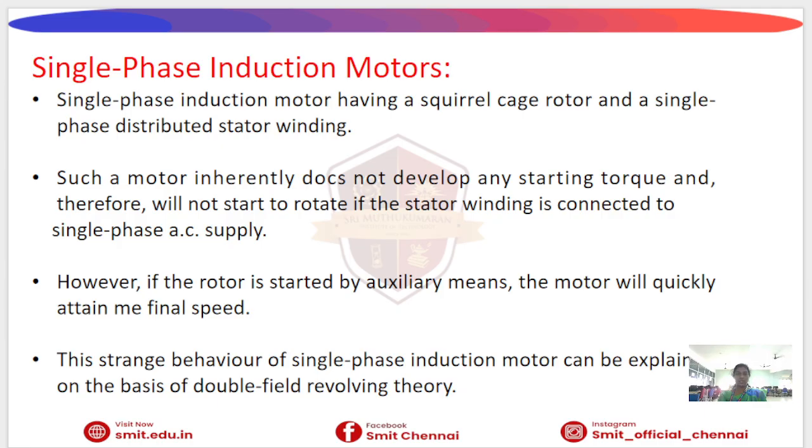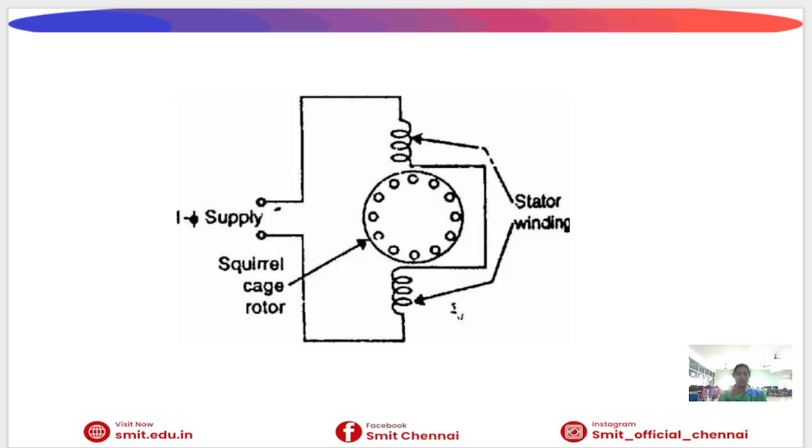The AC supply is given to the stator winding and it creates an alternating magnetic field. This magnetic field is pulsating, so it is not rotating. So the single-phase induction motor is not a self-starting motor. If the rotor is started by auxiliary means, the motor will quickly attain its final speed. This strange behavior of the single-phase induction motor can be explained on the basis of the double field revolving theory.